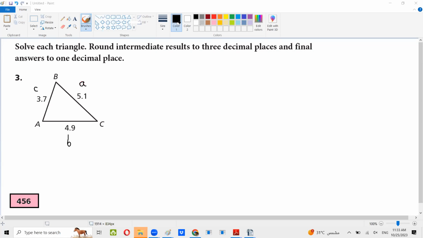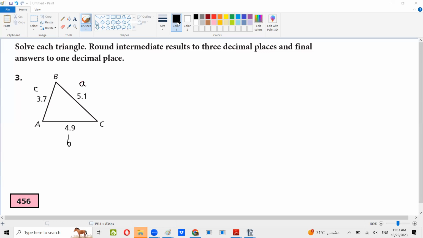At the exam time, I'm not going to ask you to solve by law of sine or law of cosine. I will write only the rule and you should determine which one you will use. Here, because you don't have a reference angle and side, you have only one way to solve: the law of cosine.